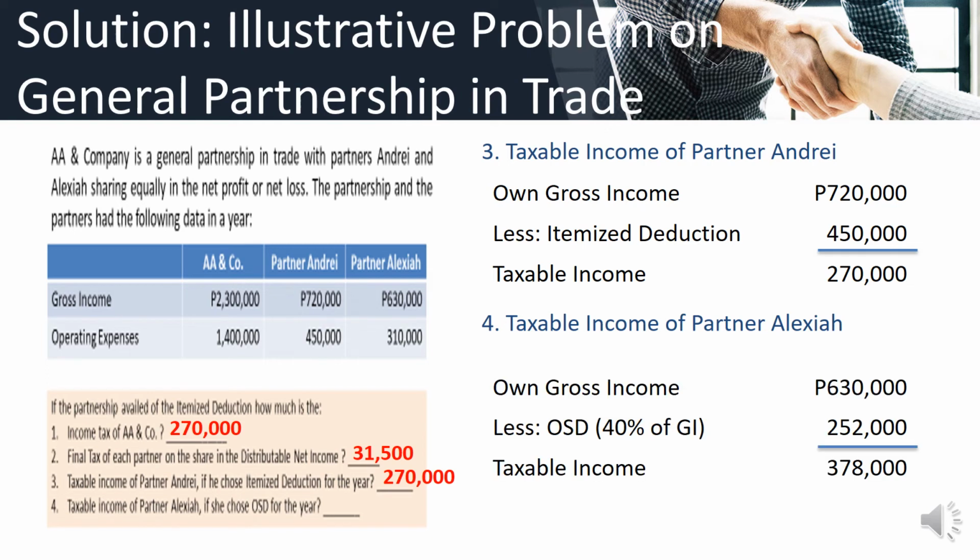So, again, our formula will be own gross income of Alexia amounting to 630,000. Since ang pinili ni Alexia ay OSD, that is 40% of his own gross income, 630,000 times 40%, that will make you arrive at 252,000. So, therefore, the taxable income of partner Alexia is 378,000. And that is our answer for number 4.